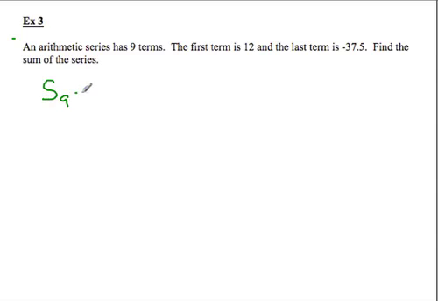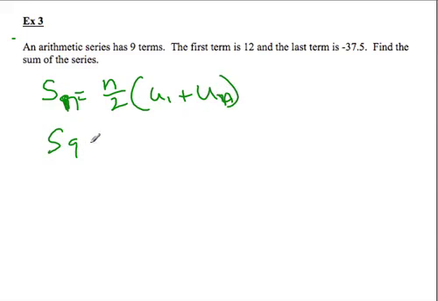It has 9 terms. We can use the formula. Let's write down the general formula first. If we know the first and last term, it's n out of 2 times u sub 1 plus u sub n. So S, the sum of the first 9 terms, is 9 out of 2 times the first term plus the last term.